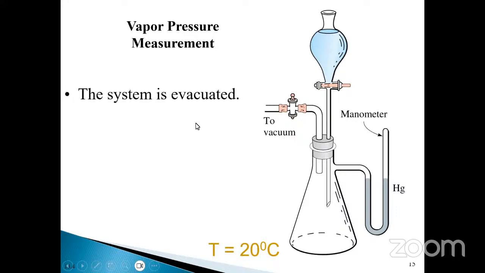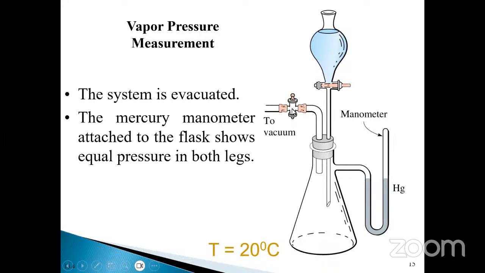All right. So as stated here, the system is evacuated because of the connection to the vacuum pump. And as a result of that, there's nothing here, there's nothing here. So the pressure exerted on this side of the mercury here would be the same as the pressure here. So that's what happens before you add any water.